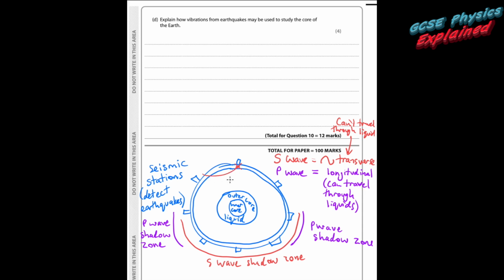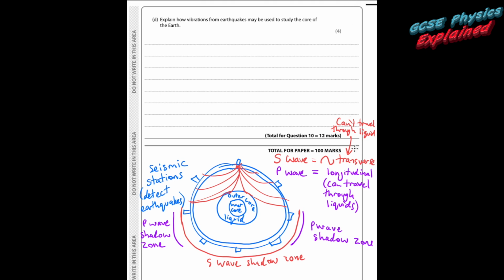The waves curve as they go deeper because the density is changing. And then when they get to that bit, they don't go any further. So you don't get any S waves getting picked up from the seismic stations there. And it does the same on the other side. So no S waves get picked up there. So that must mean that this outer core is liquid, because we know that the S waves are transverse, so we know that transverse waves can't travel through liquid.